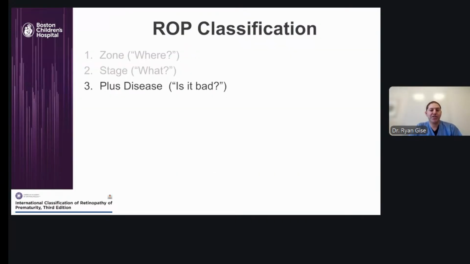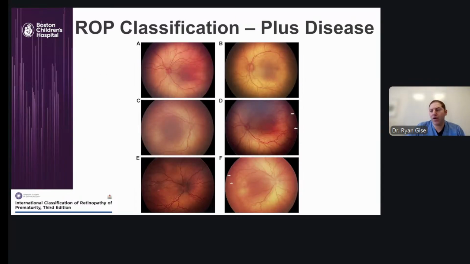And so plus disease is the last kind of piece of this ROP classification of is it bad? And plus disease is part of the art as much as the science of retinopathy of prematurity, in that there can be a lot of disagreement between investigators. And so what ICROP3 has done in order to help us better describe plus disease is introduce the importance of the P-score, which I'll talk about in a second, which is essentially a grading scheme for plus disease.